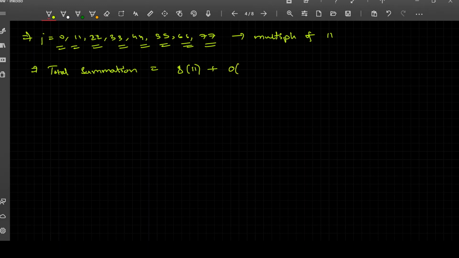And 0 into anything will be 0, but for better understanding, I shall write that. Because we are left with 8 summations which are actually giving us 11 out of 78, the other summations will be 70. So finally the answer is 88. So the required answer is 88.